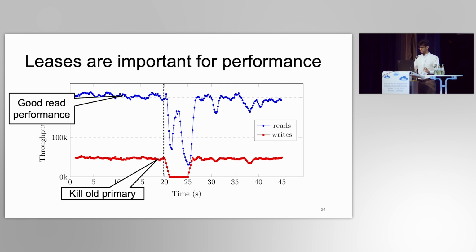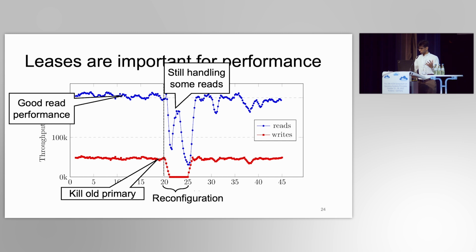At around 20 seconds into the experiment, we kill the old primary and start reconfiguration. What's notable here is that even during reconfiguration, the one remaining backup server has a lease that's valid for the vast majority of reconfiguration and can still handle a lot of read operations. Eventually, once reconfiguration is done and the new configuration starts, the performance of reads and writes picks back up to their earlier levels and the system can continue running along.